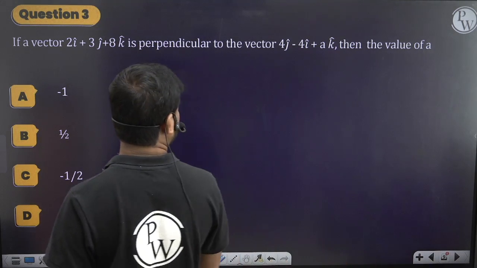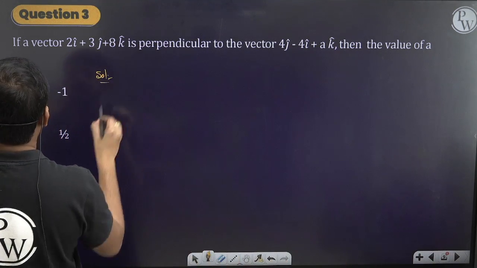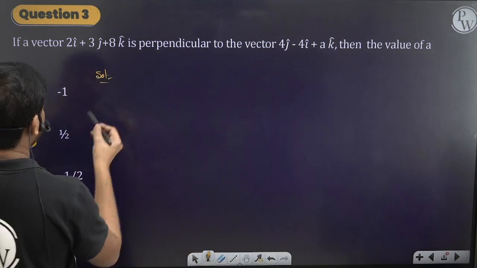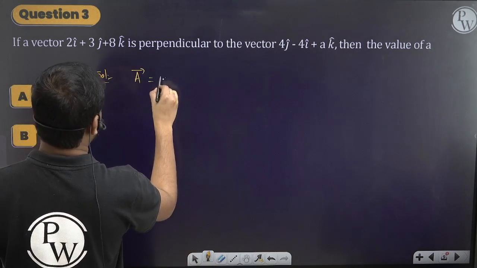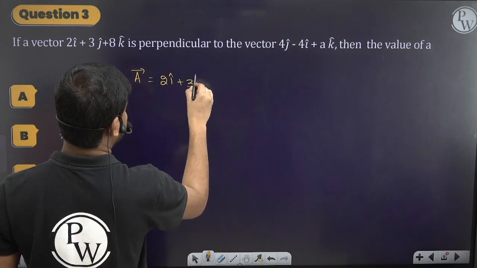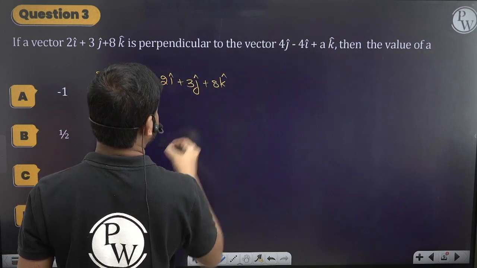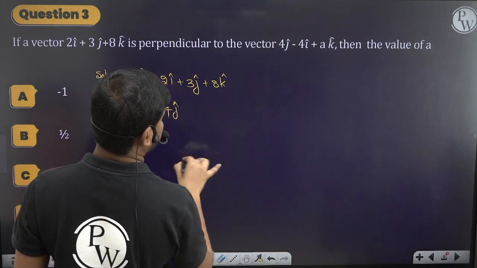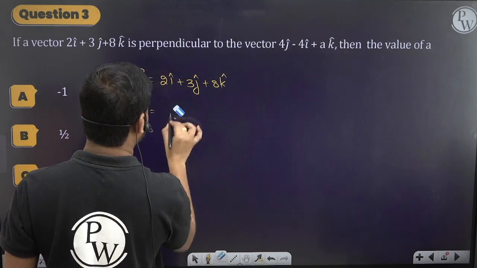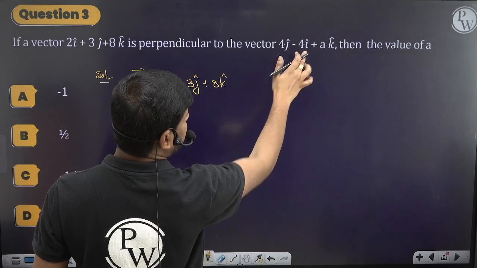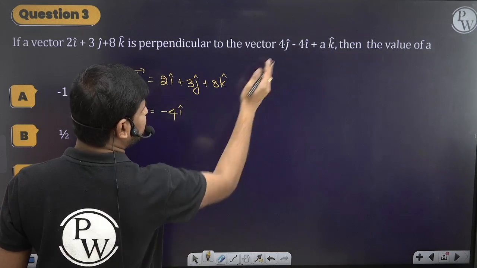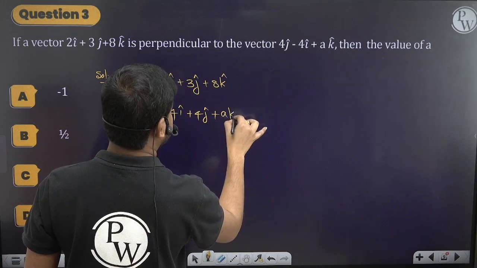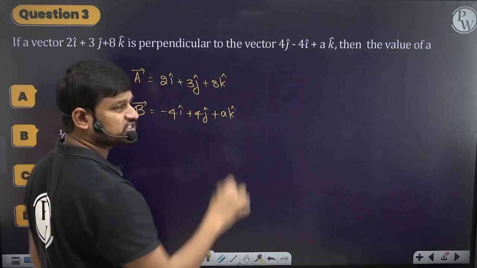Pause the video and try it on your own, guys. Here, if a vector is perpendicular to another vector, then find the value of a. The simple question: consider the first vector is 2 i cap plus 3 j cap plus 8 k cap. Then the other vector b is equal to 4 j cap minus 4 i cap. See, write it in order. This part is very important. Here j cap is given first, so let me write i cap first: minus 4 i cap, then 4 j cap, then a k cap. We have to find the value of a.